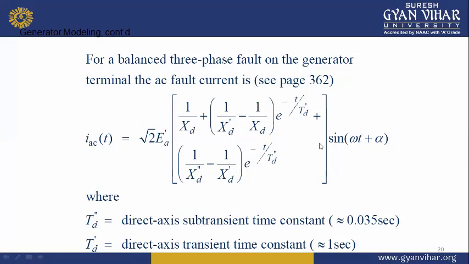TD double dash is the direct axis sub-transient time constant, which is approximately equal to 0.035 seconds, and TD dash is the direct axis transient time constant, which is approximately equal to 1 second.